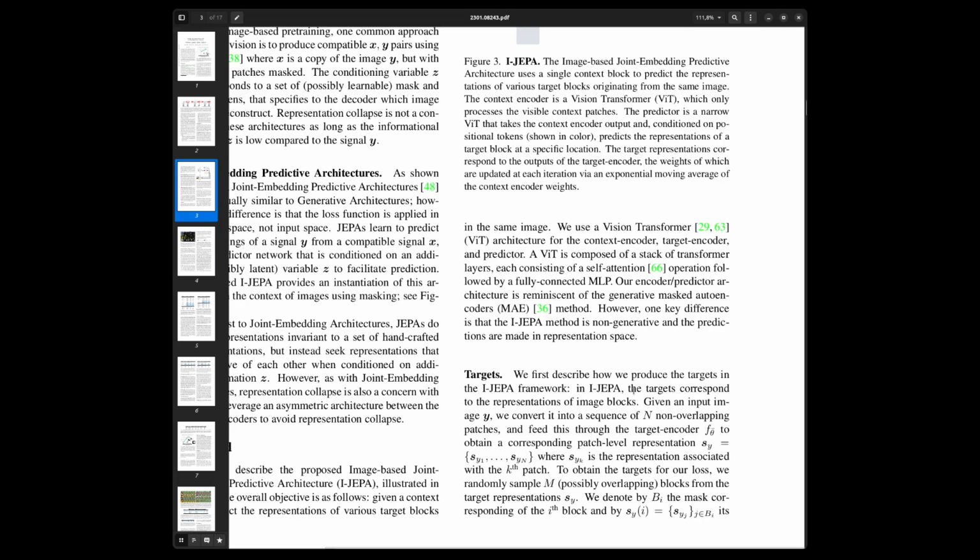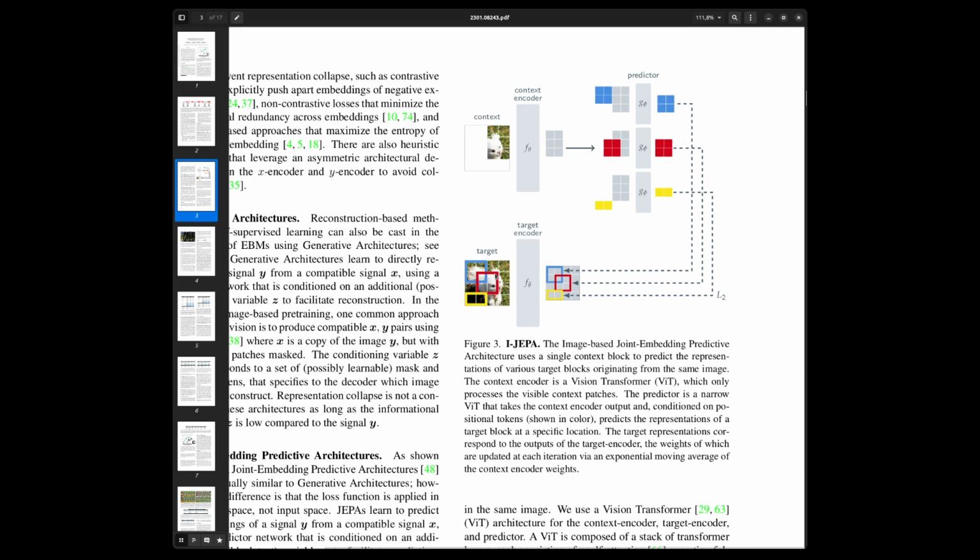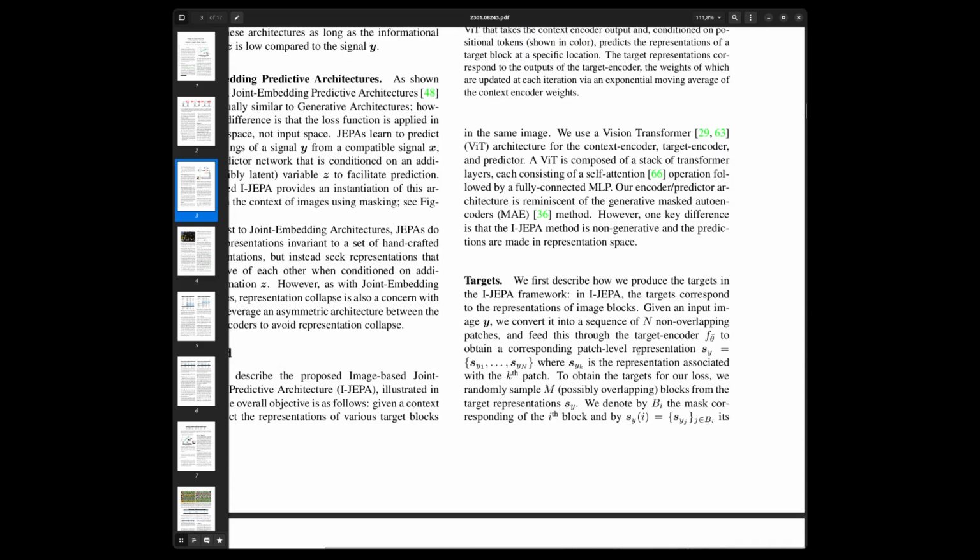Targets. We first describe how we produce the targets in the I-JEPA framework. In I-JEPA, the targets correspond to the representations of image blocks. Given an input image y, we convert it into a sequence of n non-overlapping patches and feed this through the target encoder f theta bar to obtain a corresponding patch-level representation s_y, and here we have all the patches, where s_yk is the representation associated with the kth patch. Yeah, this is the normal ViT stuff. To obtain the targets for our loss, we randomly sample m possibly overlapping blocks from the target representation s_y. Okay, so from the patches, we just sample some of them, and these are the target blocks.